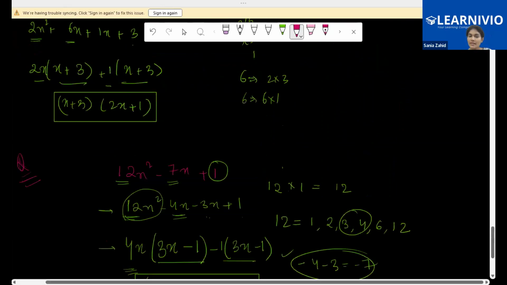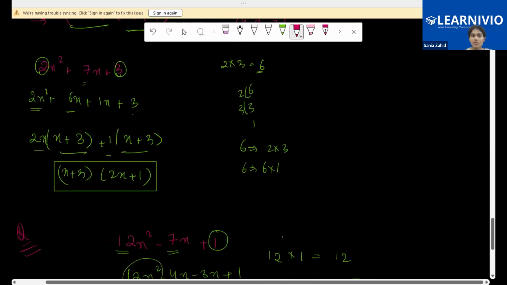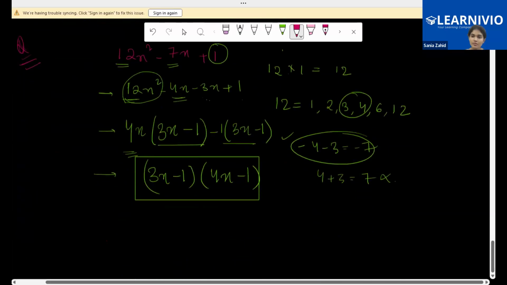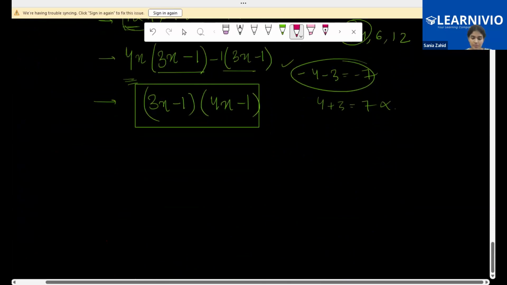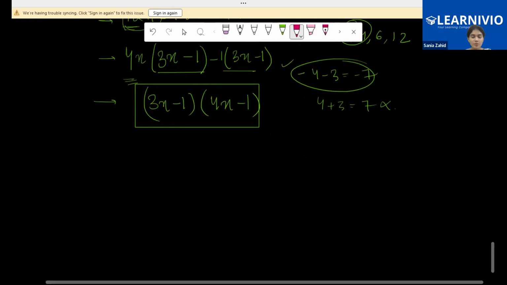Hafsa, shall I move to the next question or do you want an explanation for this one also? Shall we practice other questions? No, I understood it. Sure. Okay, we'll practice more questions of these types in today's class. Okay, splitting the middle term. Emma, please put on your camera quickly.